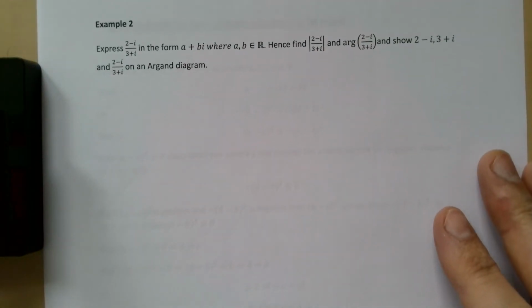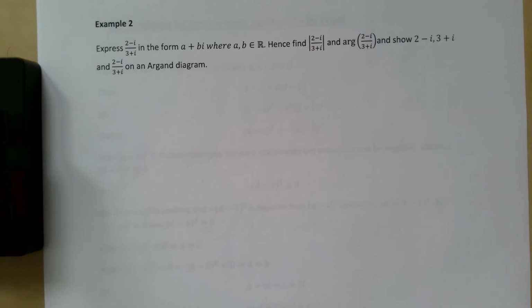So that's a couple of wee examples then for our Argand diagram. Let's take a look at one last example, see if we can get our head around that. So back up then to the top: express (2 minus i)/(3 plus i) in the form a plus bi, where a and b are real numbers. Hence, find the modulus and the argument of that, and show (2 minus i)/(3 plus i) and 2 minus i, 3 plus i on the Argand diagram.